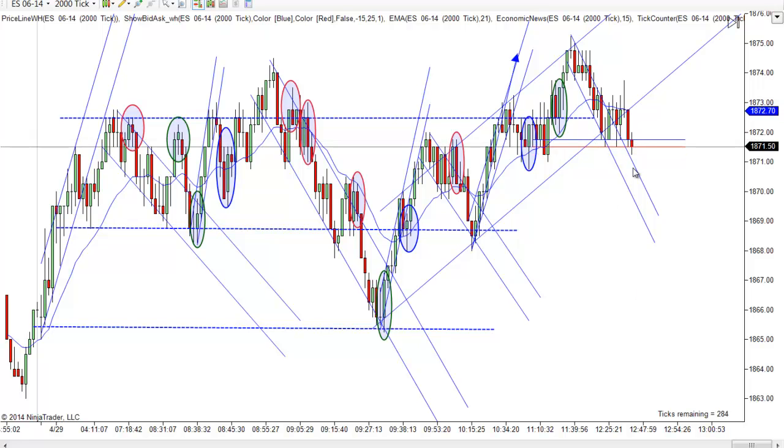But it looks like we're still working lower. See how this didn't hold? I'm not sure, it's maybe just the first break of this. This could still be a channel here. It's not a strong channel or we would have bounced higher from there. I'm thinking the trading range is probably still going to take precedent.